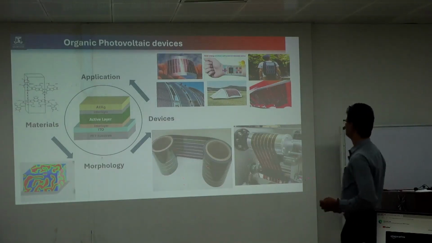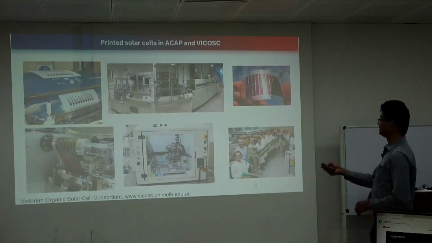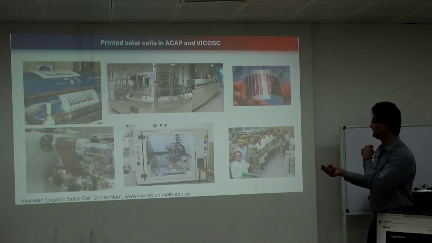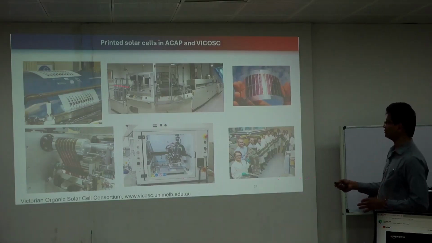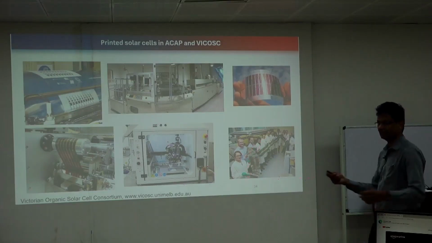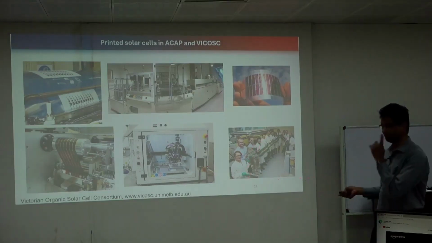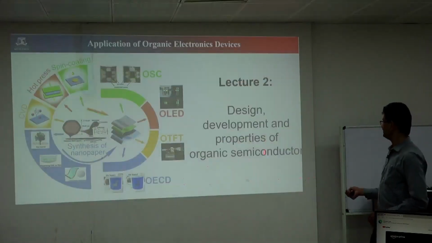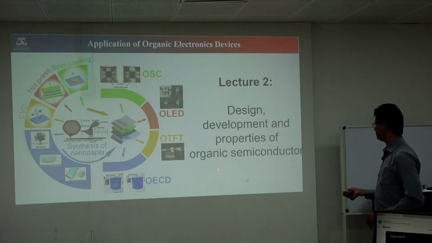In the next part, we will see some of the devices that we use in our lab, where we use all the printing technology. This is one of the printers for almost 1 kilometer printable devices that we have set up in Melbourne. So next class we will see the design and development properties of organic materials.